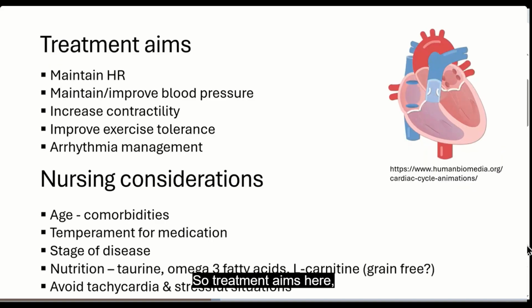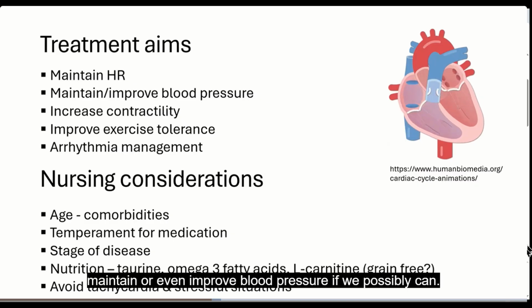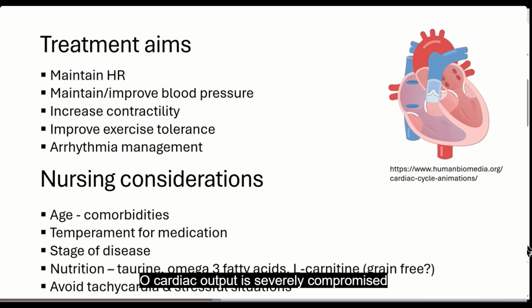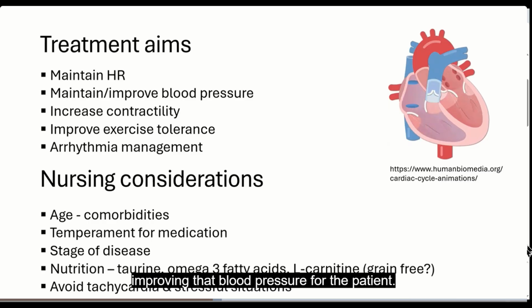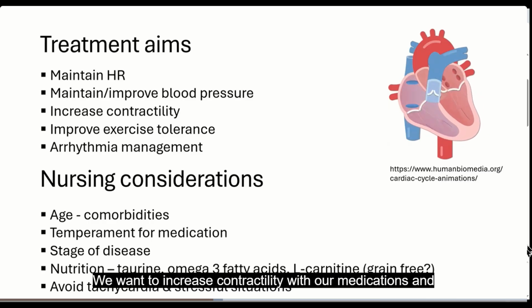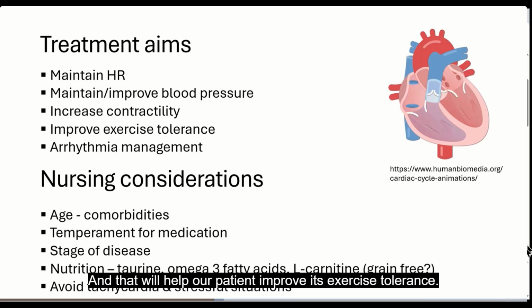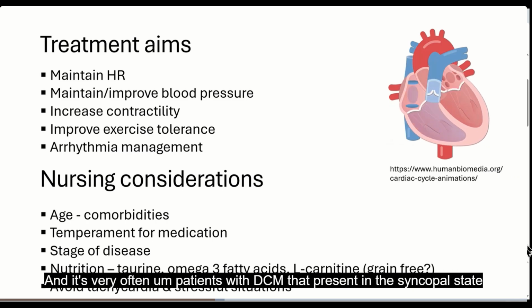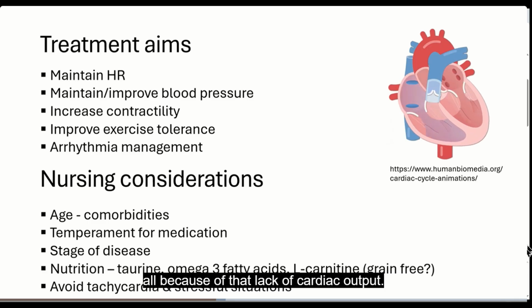So treatment aims here, we want to try and maintain a heart rate, maintain or even improve blood pressure if we possibly can. Obviously, cardiac output is severely compromised in DCM, so it's all about improving that blood pressure for the patient. We want to increase contractility with our medications and hopefully get that cardiac output increased, and that will help our patient improve his exercise tolerance. And it's very often patients with DCM that present in a syncopal state, that they're having real trouble exercising at all because of that lack of cardiac output.